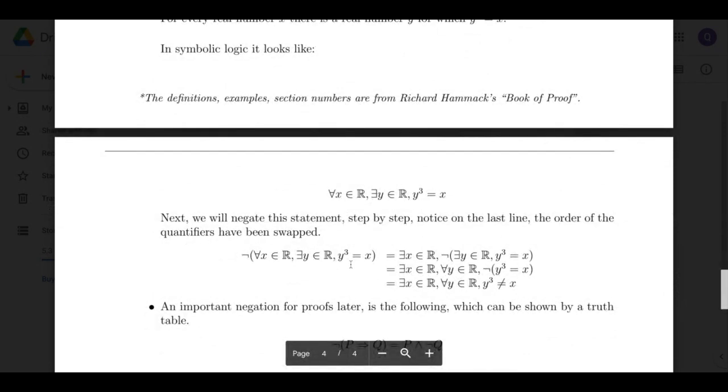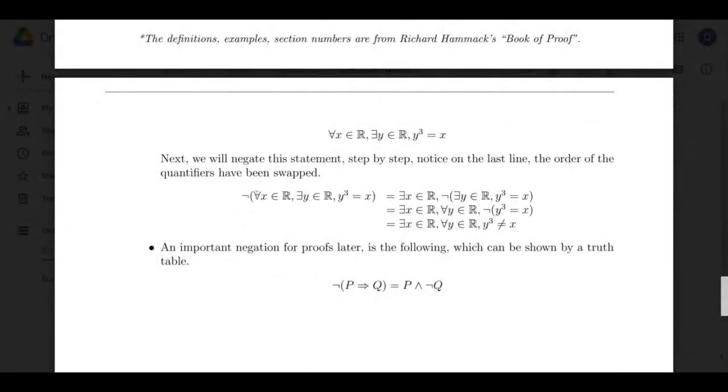Now let's negate this statement. The statement is for all x in the real numbers, there is at least one y in the real numbers, y cubed equals x. We want to negate the whole thing. Remember, when we negate for all, we use there is. When we negate there is, we change to for all. So there is an x in the real numbers, and for all y in the real numbers, y cubed not equal to x.